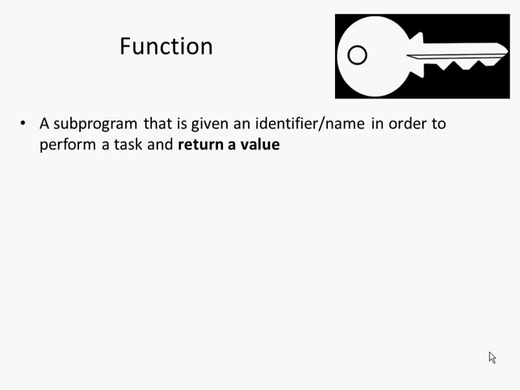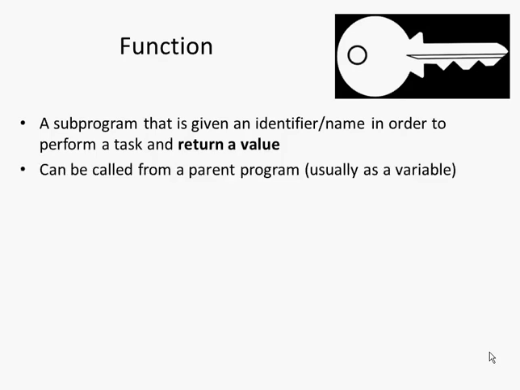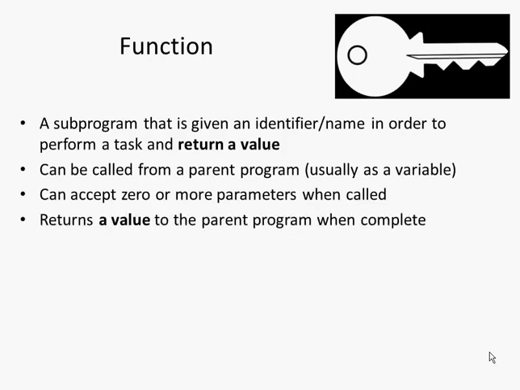Like a procedure, a function is a subprogram that is given an identifier or name in order to perform a task, but where a function differs from a procedure is that it will return a value. A function can be called from a parent program, usually as a variable. It can have 0 or more parameters fed into it, but of course it returns a value to the parent program when complete, and the result can then be used like any other variable.